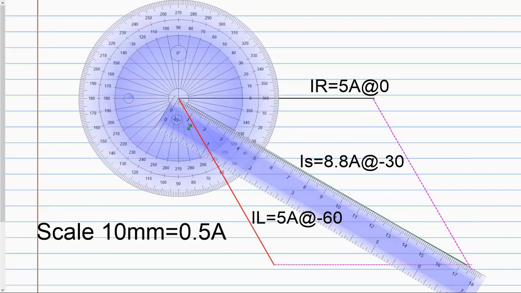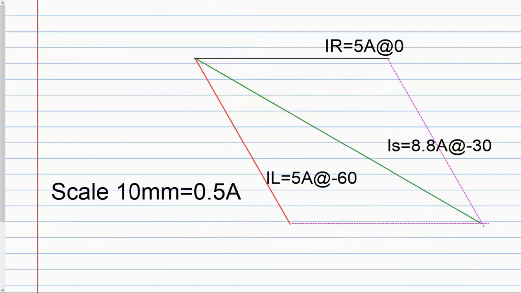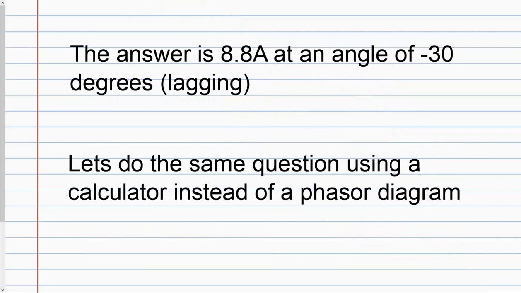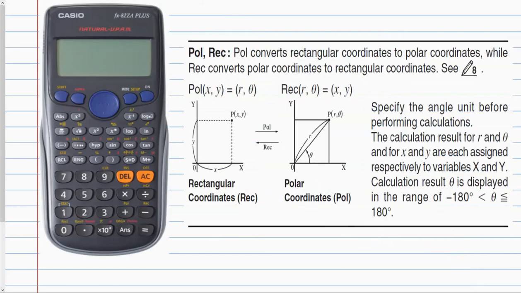So there's a phasor diagram to actually solve that question. Okay, so that's how you would normally do it. Let's show you how we can actually do that by using a calculator instead of the phasor diagram. So here's our Casio FX82. You can use other calculators, but this is the particular one that we prefer to use. And now on this calculator, it's got a polar to rectangular converter. So you can either go polar to rectangular, or you can go rectangular to polar. You can convert either way.